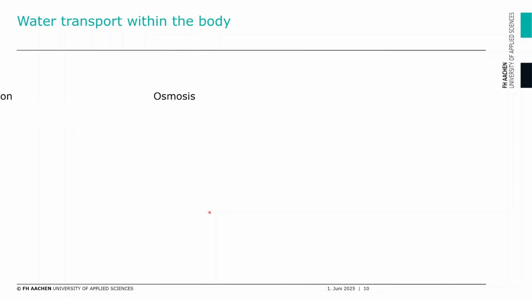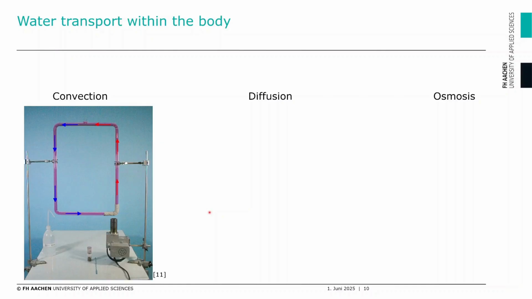We have convection, diffusion, and osmosis. Let's talk about convection first. To help us understand convection, we have brought a picture of a small experiment. You can see glass tubes containing water that has been made visible by adding ink. A burner is now used to heat the bottom right-hand end of the glass tube.